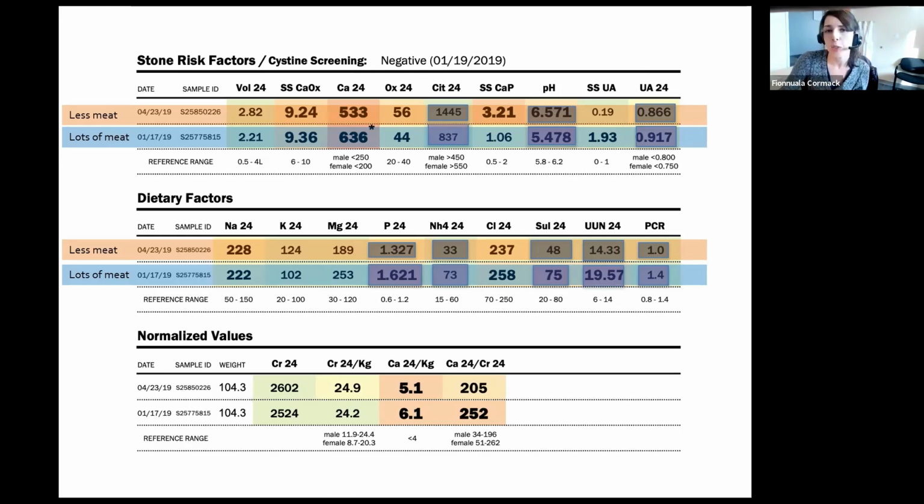Another very critical thing to point out with high intake of animal protein and the acid load is that it also results in increased calcium excretion. So you also see a decrement in calcium in his follow-up urine collection.